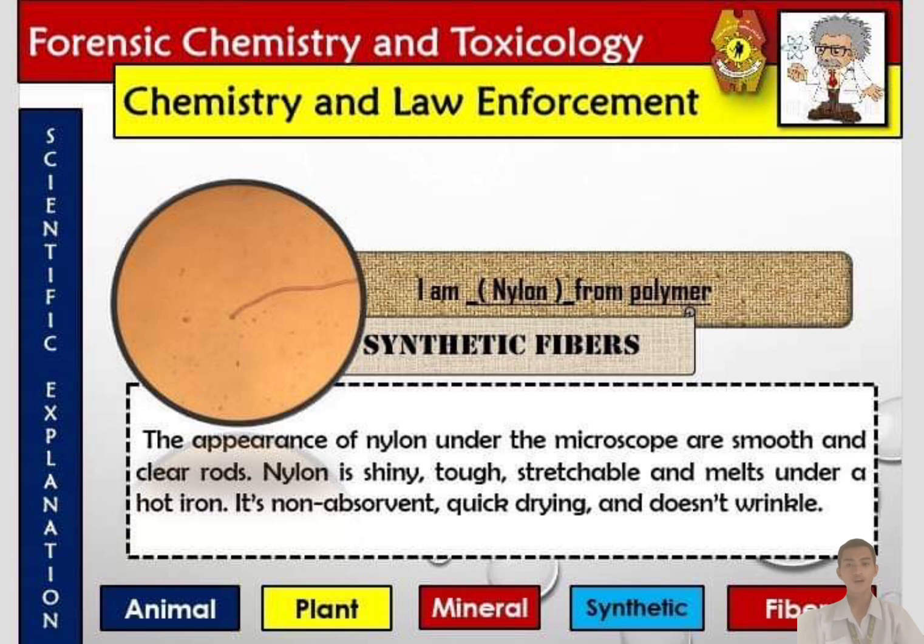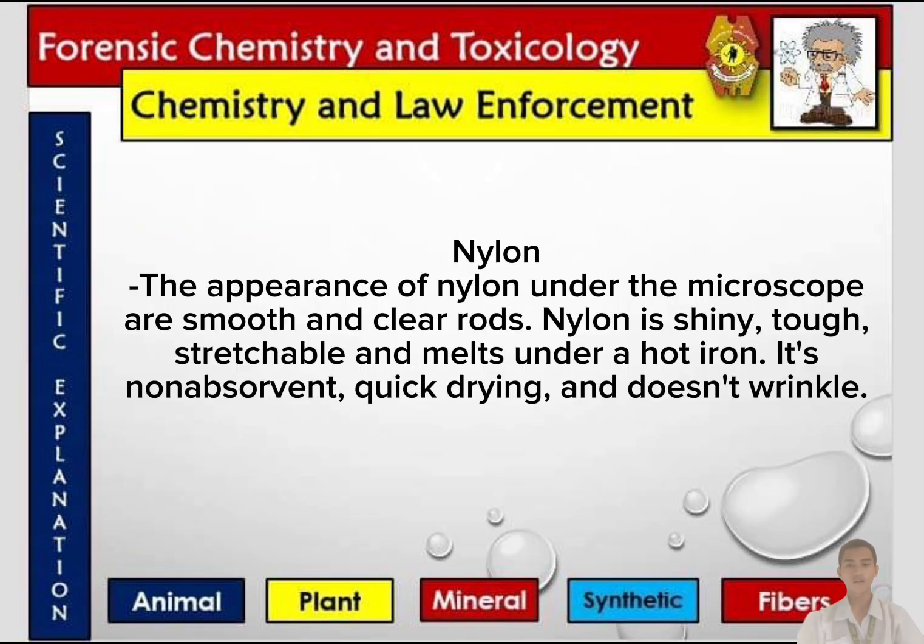Nylon. The appearance of nylon under the microscope is smooth and clear rods. Nylon is shiny, tough, stretchable, and melts under a hot iron. It's non-absorbent, quick drying, and doesn't wrinkle.